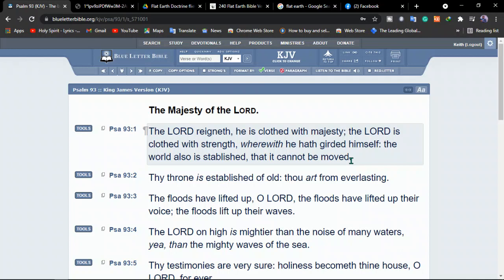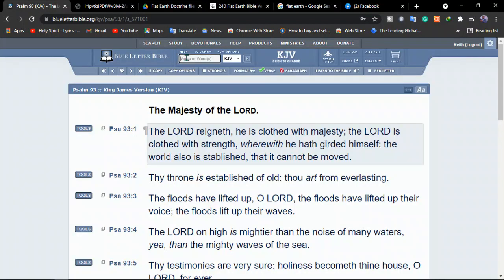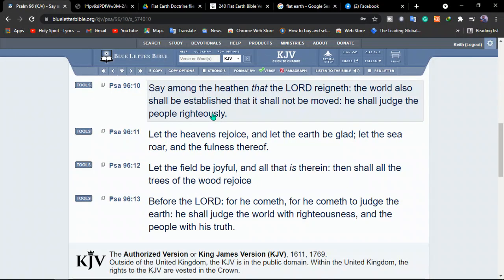So who is true here? Let God be true and every man be a liar. Psalms 96:10. I'm going to show you many verses supporting this and telling us how the world is like according to how God made it. Say among the heathen that the Lord reigneth, the world also shall be established, that it shall not be moved. You see, the Bible says that the world is established and it cannot be moved.